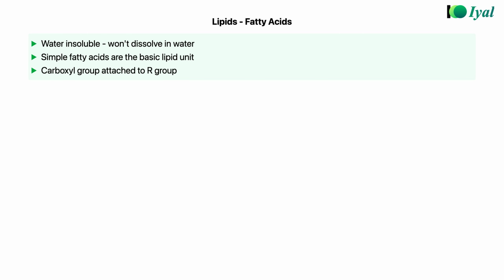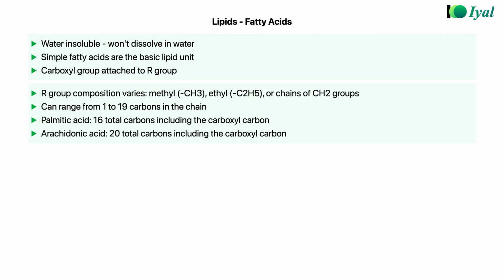Now, the simplest lipid is a fatty acid. A fatty acid has a carboxyl group attached to what we call an R group. That R group can be quite variable. It could be a methyl group or an ethyl group or longer chains of CH2 groups. The whole chain can range from 1 to 19 carbons.